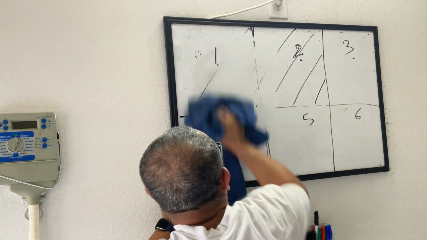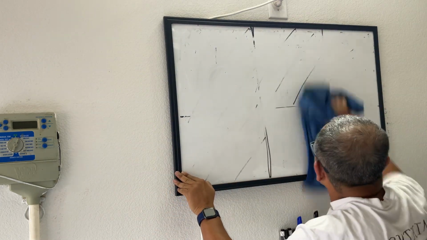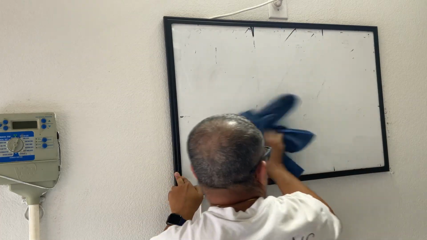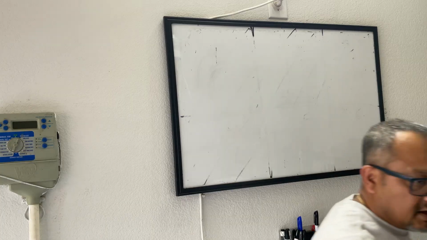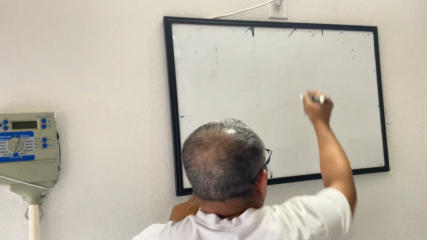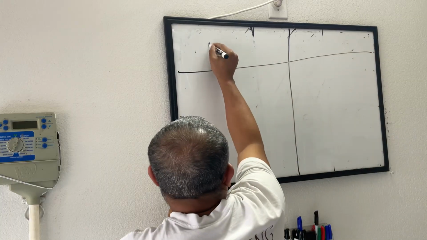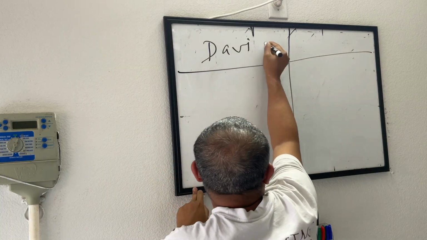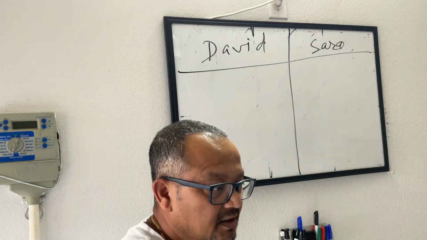Now let's look at it mathematically. Now let's do some divide and conquer. This side we have David and this side we have Sarah.